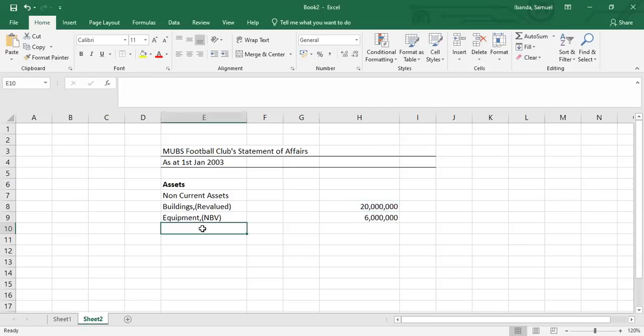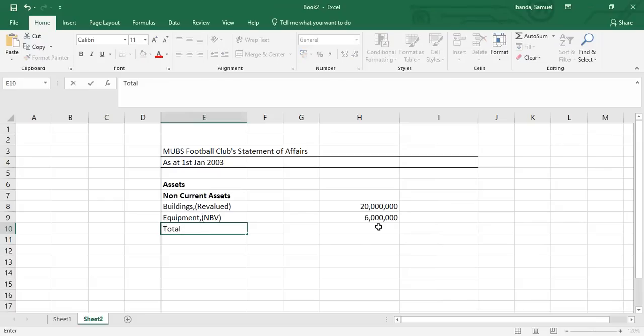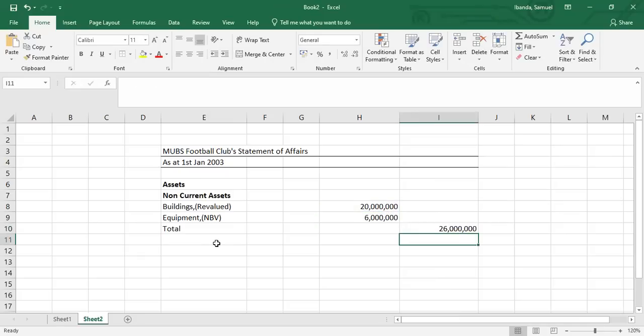So these are the assets that we have at the start of 2003. Now, do we have any other assets? According to the information provided, these are the only non-current assets. So we can find their total, maybe in a different column here. This gives us 26. Then we shall go ahead to look at the current assets.